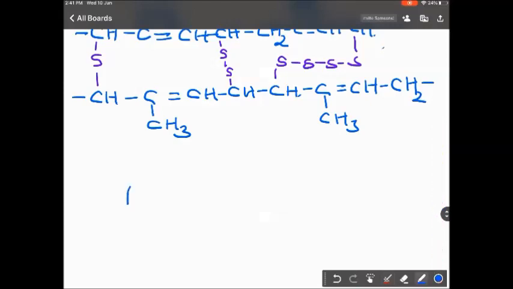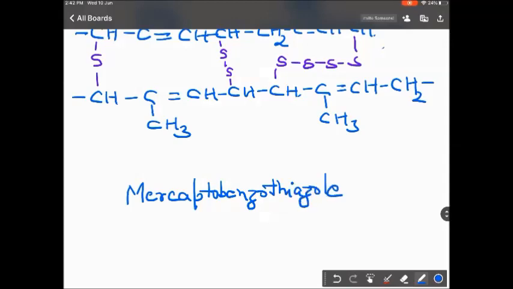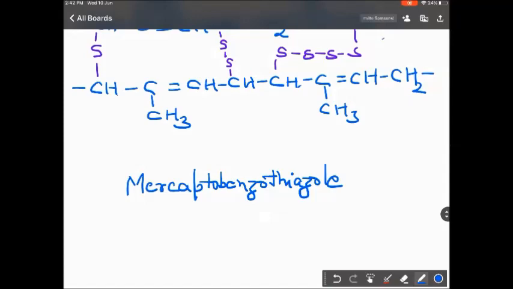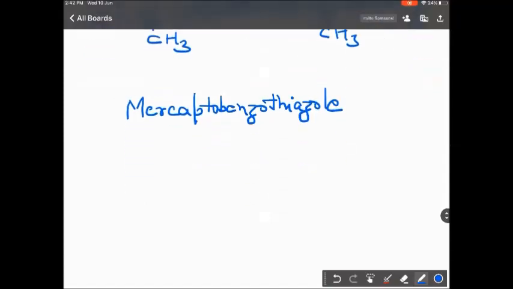One is mercaptobenzothiazole. So what is the structure of mercaptobenzothiazole? It is also known as MBT by the people who are involved in the vulcanization process. There is a benzene ring and thiazole. Thia means sulfur, azo means nitrogen.